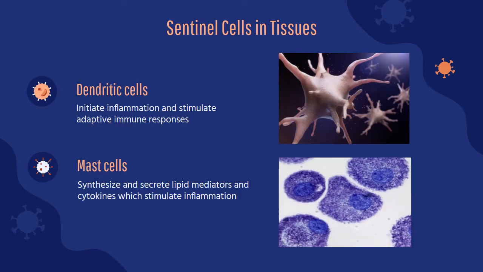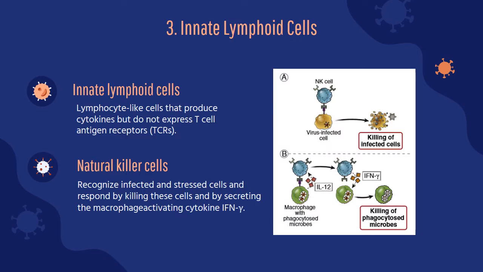Dendritic cells respond to microbes by producing numerous cytokines that serve two main functions. They initiate inflammation and they stimulate the adaptive immune response. And the fourth is mast cells. Mast cells can synthesize and secrete lipid mediators and cytokines, which stimulate inflammation. Innate lymphoid cells are lymphoid-like cells that produce cytokines and perform functions similar to those of T lymphocytes but don't express T-cell antigen receptors.